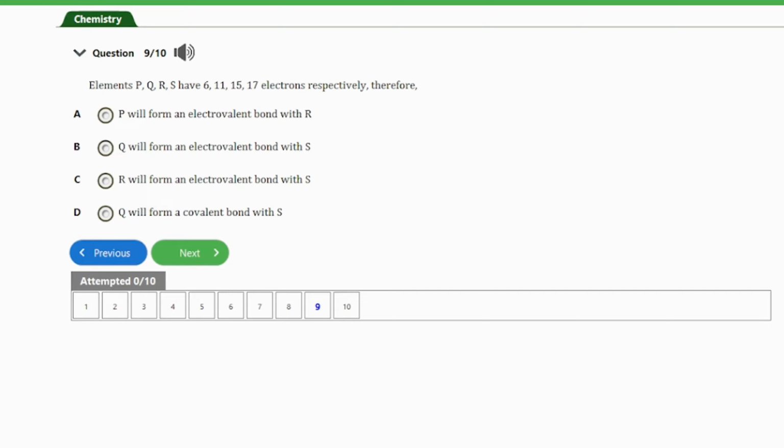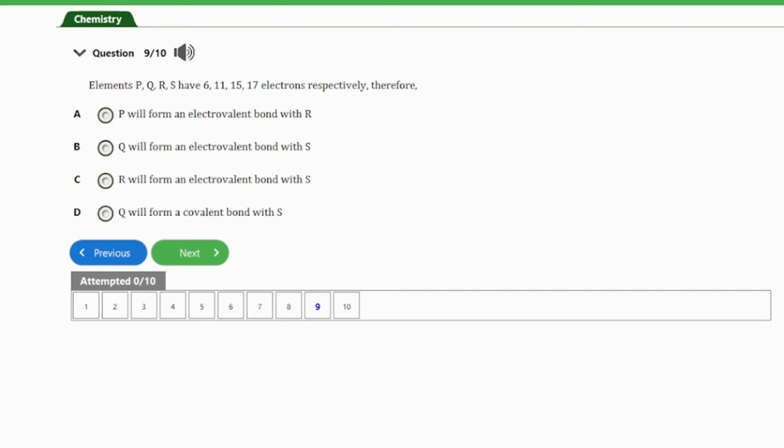So Q is having 11 electrons, whereas S is having 17 electrons. So guys, Q is a metal, and it's actually a group 1 metal since it's having 11 electrons. So it will have 2 electrons in the first shell, 8 electrons in the next shell, and then 1 electron in the last shell, so making the 11 electrons. So you'll find out that it's a metal that can ionize by losing 1 electron. So it's a group 1 metal, whereas S is 17 electrons.